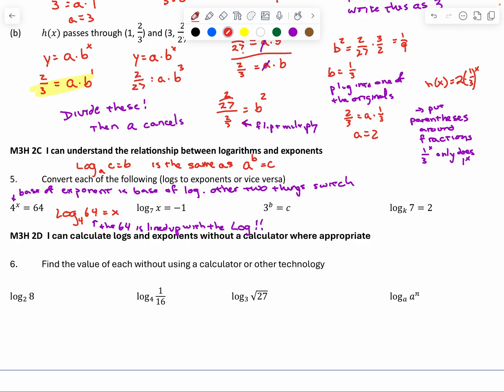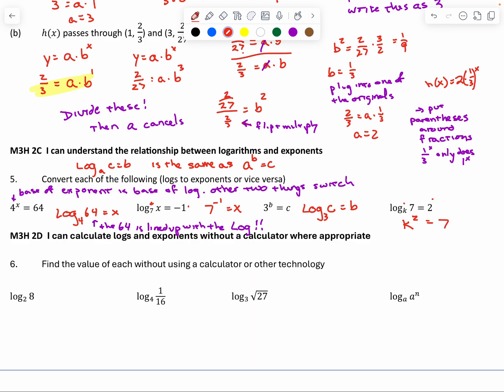Okay, so this one, the base is 7. Then you go across the equal sign. Okay. This one, the base is 3. The base should be below. The other thing should be lined up with the log. I will mark it wrong if you don't line things up right. So that's just juvenile. Base is K, go across the equal sign and then back.